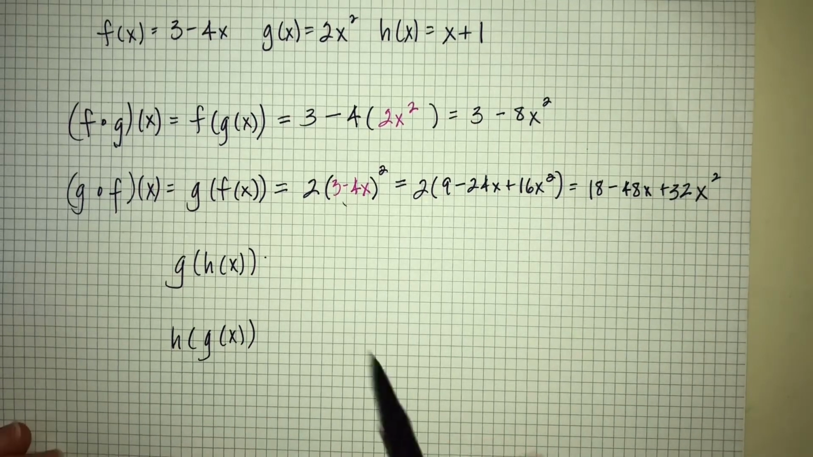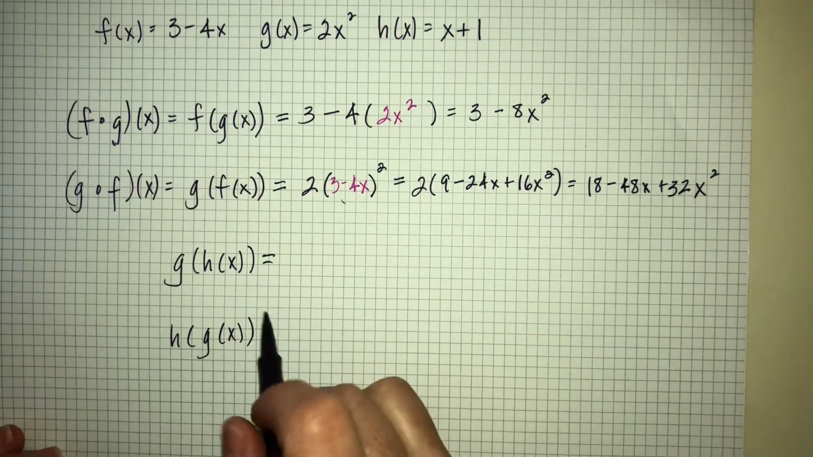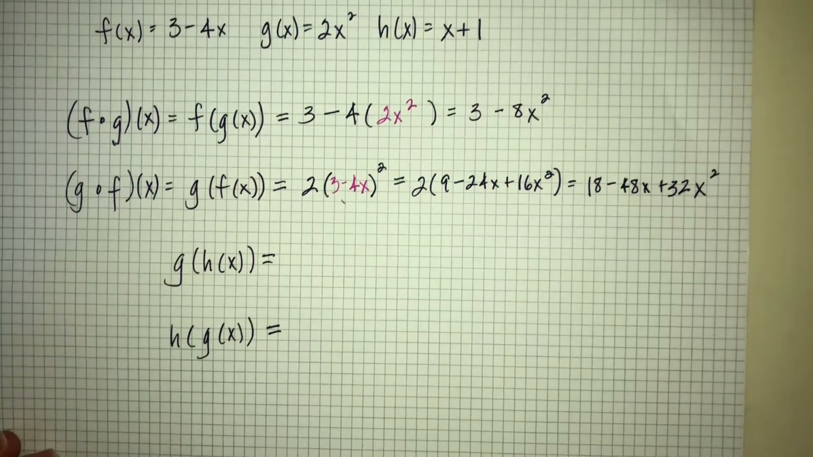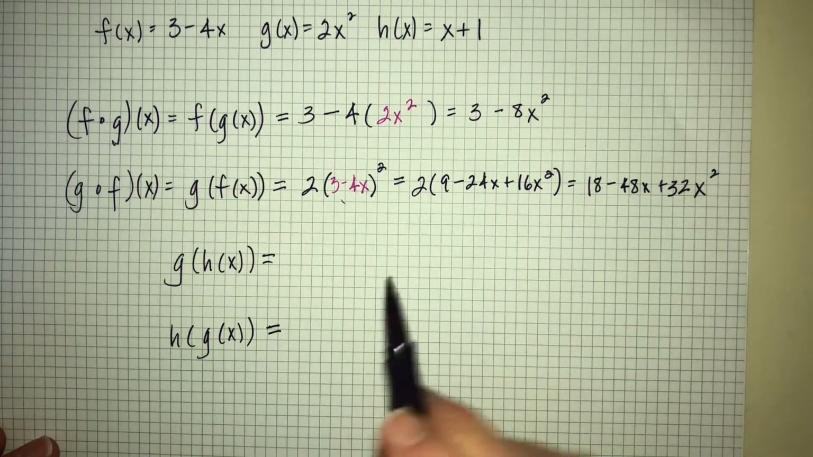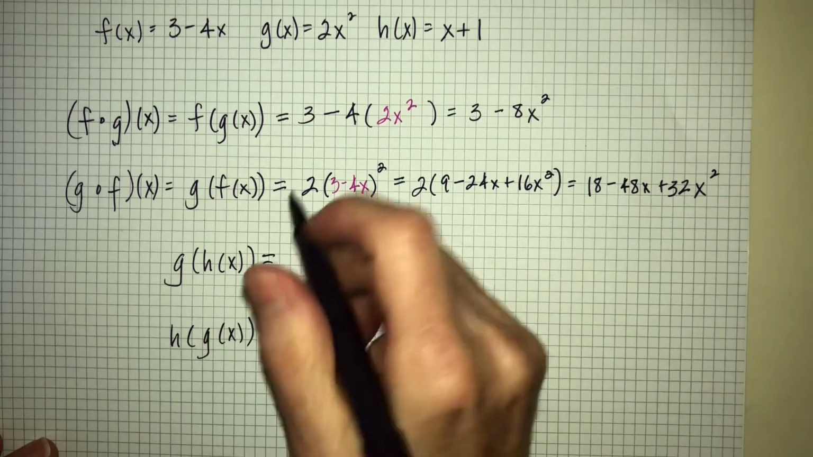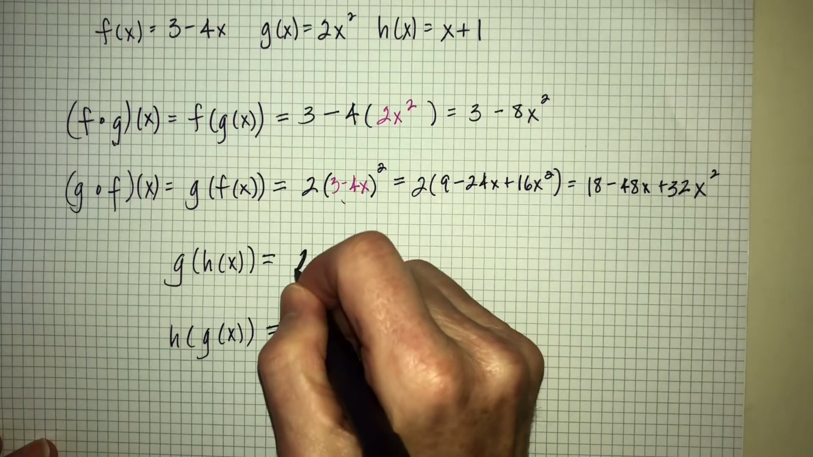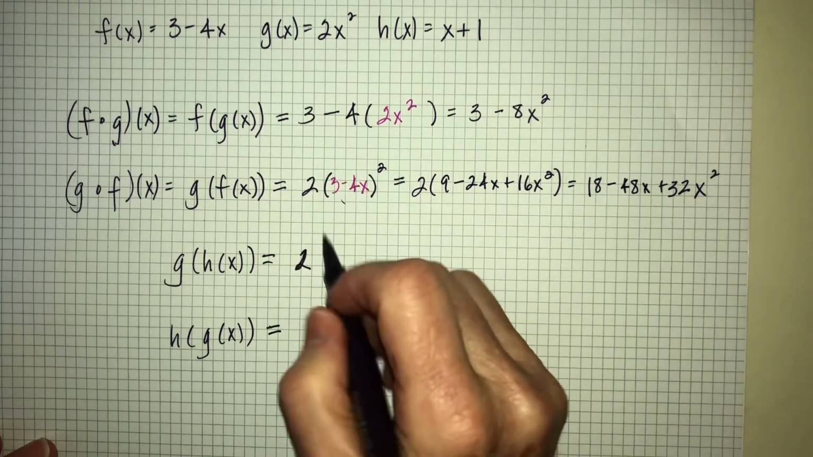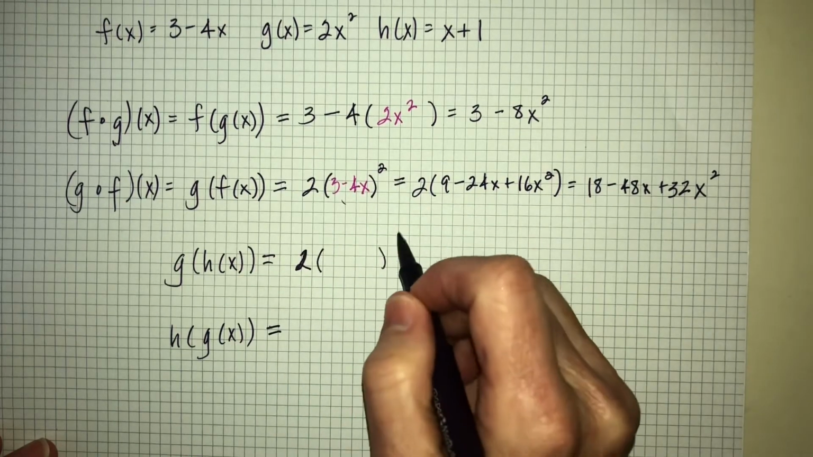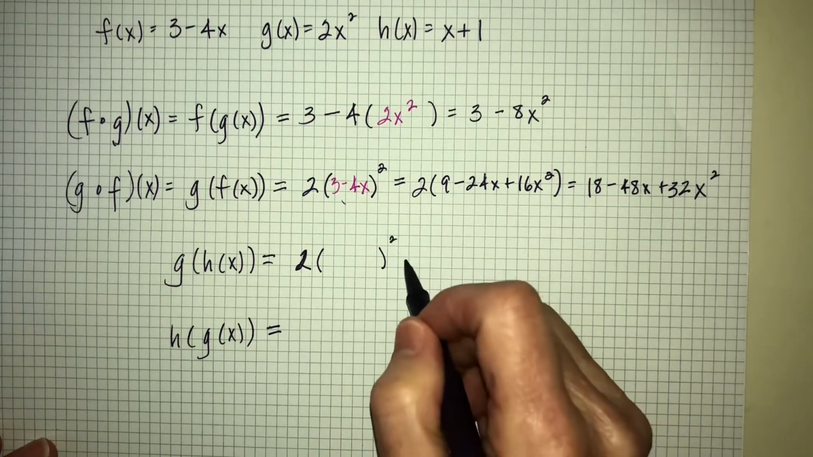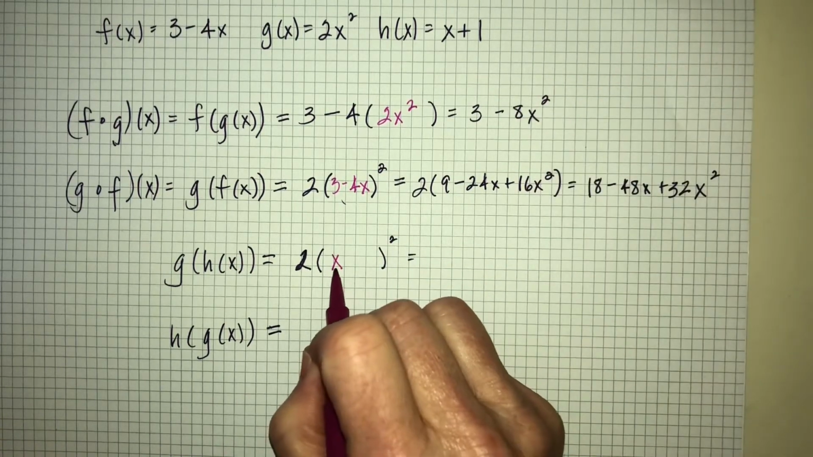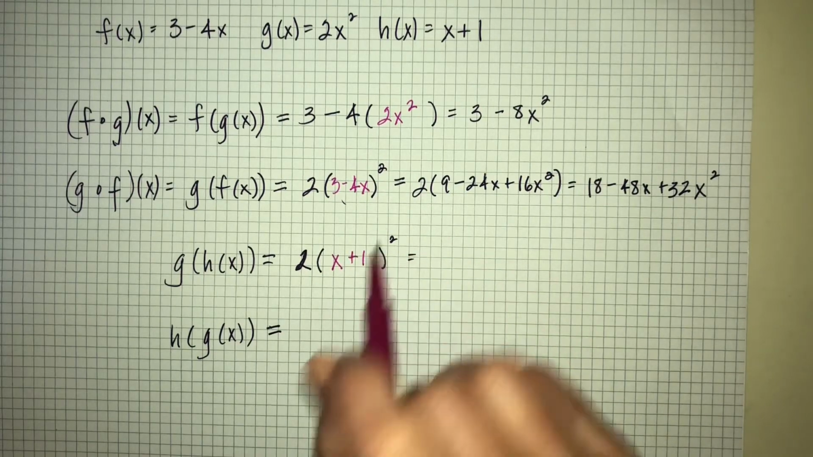Now, if you want to quiz yourself, you can take a shot at doing g of h of x and h of g of x. So pause the video if you like and try those. Okay, so again, to do the composition, we will copy and substitute. So g of h of x, I'll start copying down the function g, which is 2 times x squared. Well, I don't want to write the x, I will write the parentheses, and then squared. Inside the parentheses, I'll put what I have for my h of x, which is x plus 1.